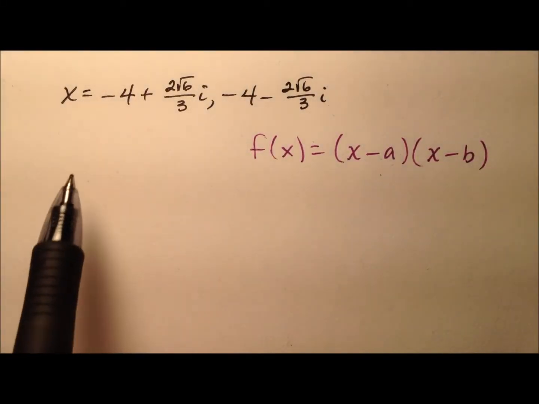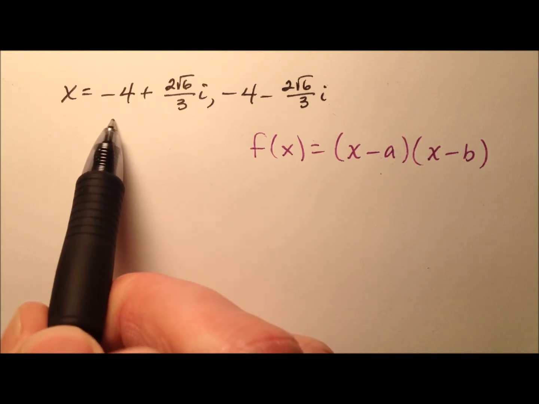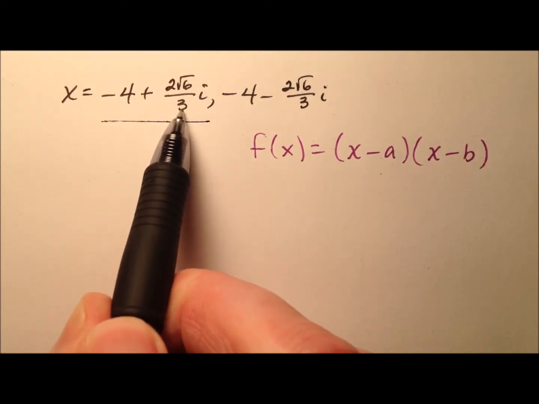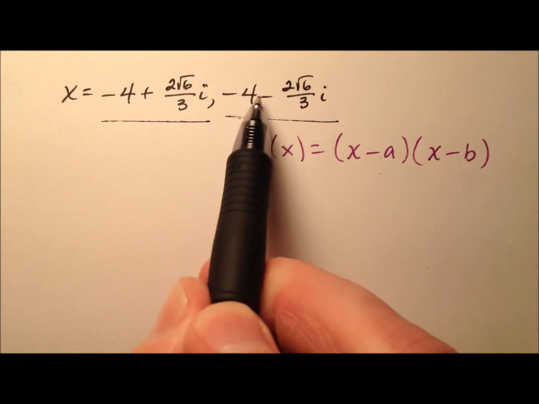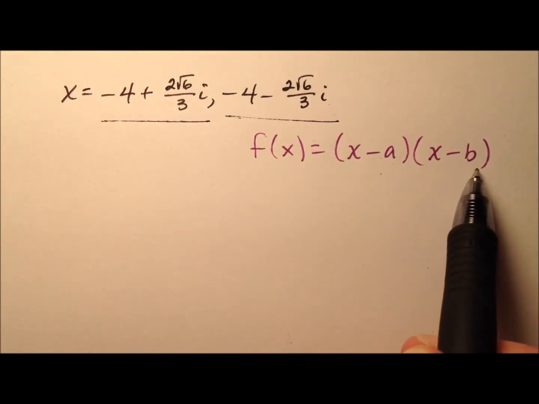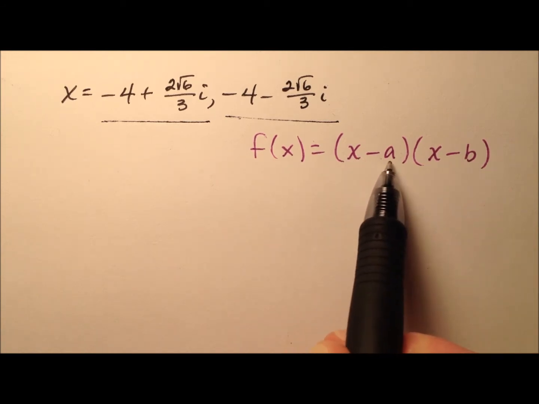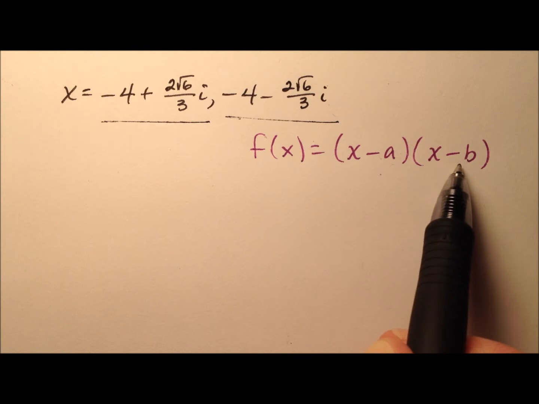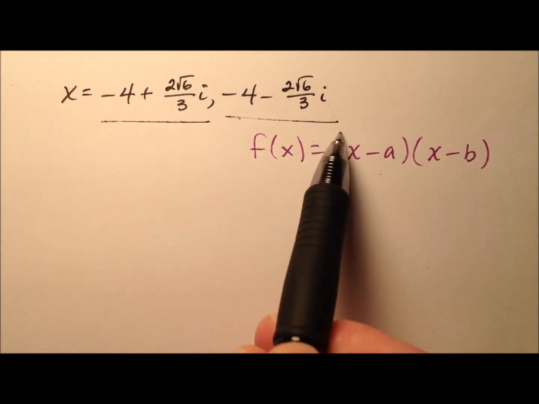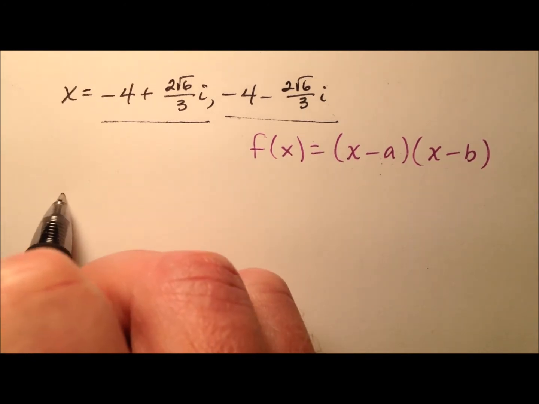In this example, we're going to write a quadratic function given these two complex roots. We have negative 4 plus 2 radical 6 over 3i and negative 4 minus 2 radical 6 over 3i. So we know that these functions can be written from their roots, and we can do so in factored form, x minus a and x minus b, where a and b are the roots. And so it's quadratic, so we have two roots, one for each. All right, so let's go ahead and get going.